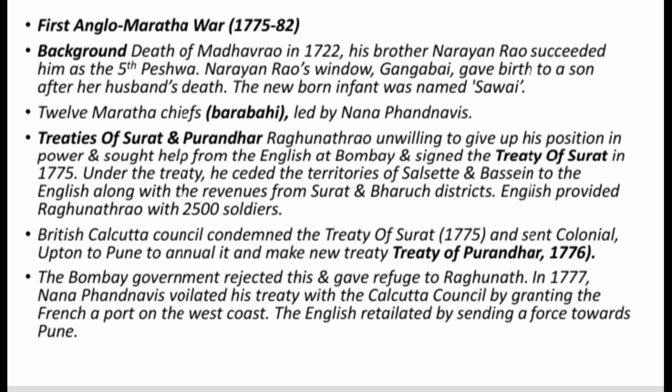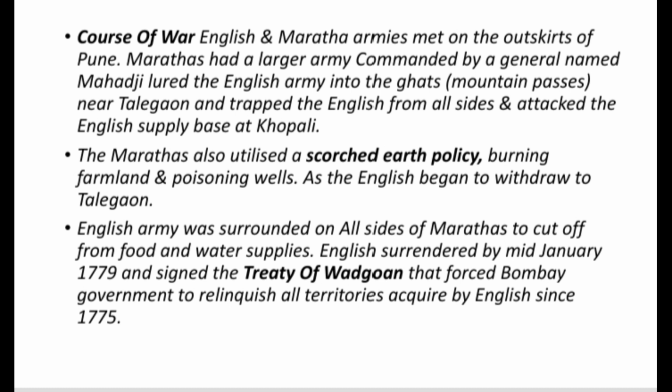In 1777, Nana Phadnavis violated his treaty with the Calcutta Council by granting the French a port on the west coast. The English retaliated by sending a force towards Pune. During the course of the war, the English and the Maratha armies met on the outskirts of Pune.